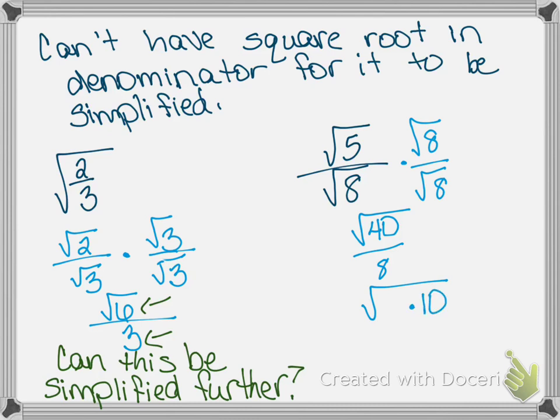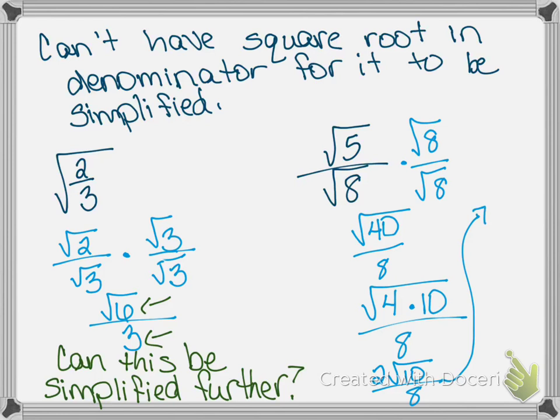What times 10 equals 40? Is 4 perfect? Yes. What's the square root of 4? 2. So now I have 2 on the square root of 10 over 8.